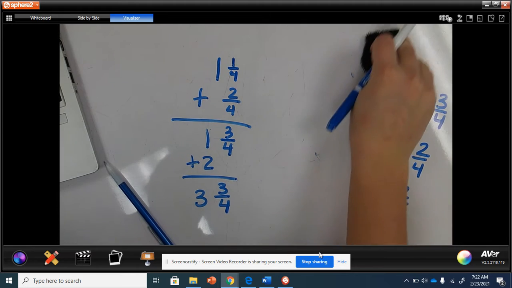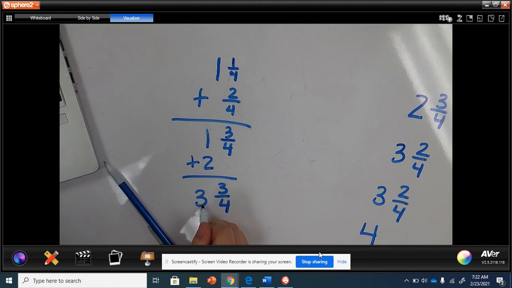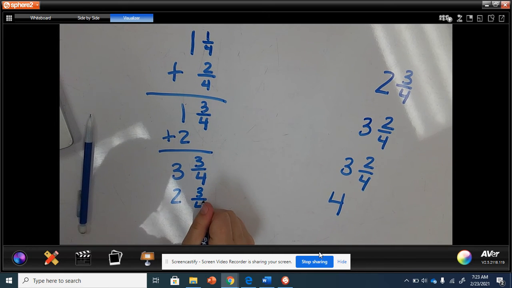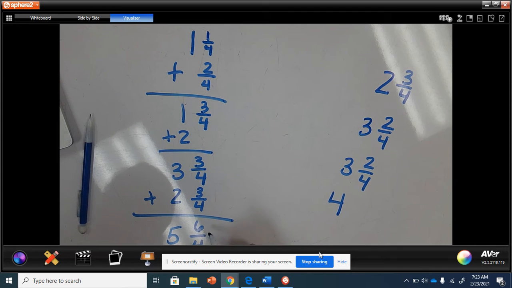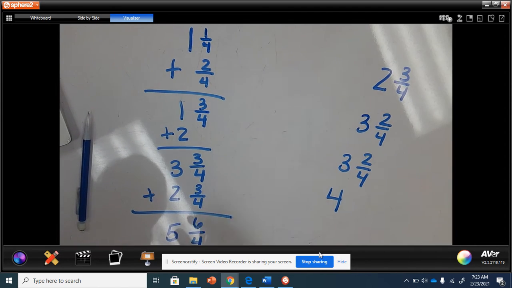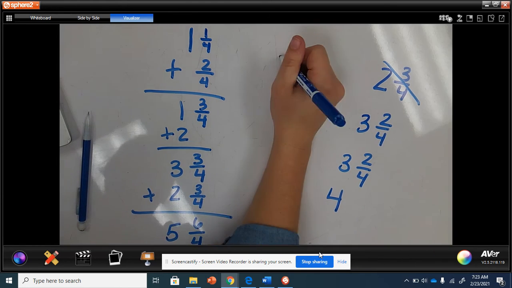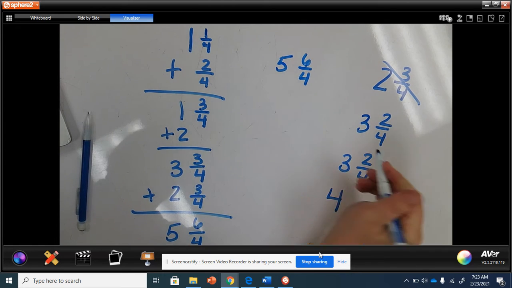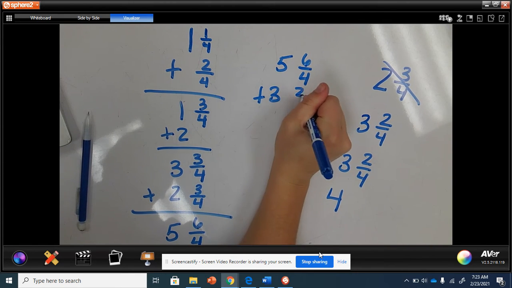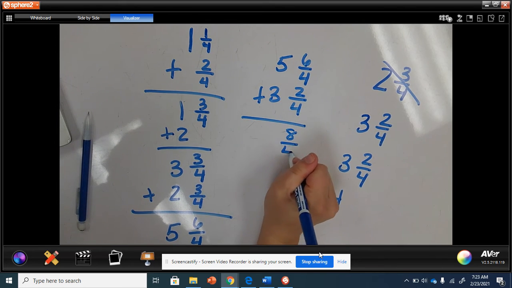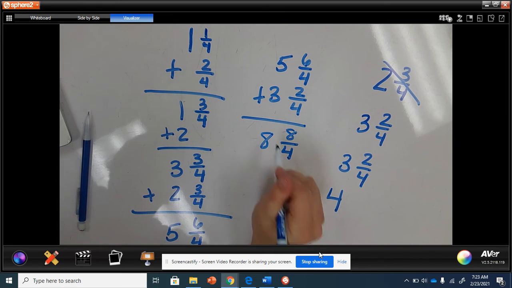So I'll just erase these to give myself more room. Next, I'm going to add 3 3/4 plus 2 3/4. 3/4 plus 3/4 is 6/4. 3 plus 2 is 5. I'm going to keep this as an improper fraction right now and then change it into my proper mixed number at the end. So I'm going to take 5 6/4 up here and add it to 3 2/4. 6/4 plus 2/4 is 8/4. And then 5 plus 3 is 8.